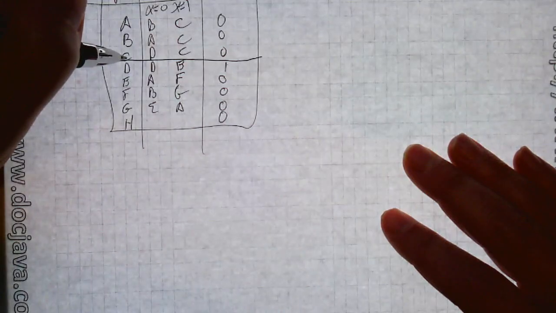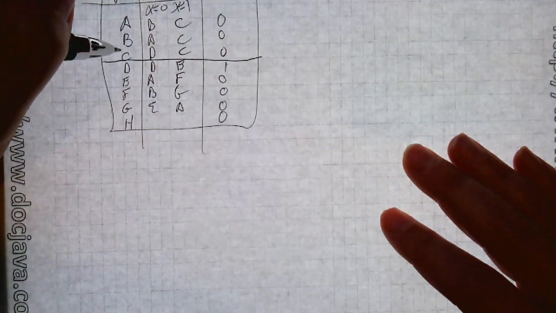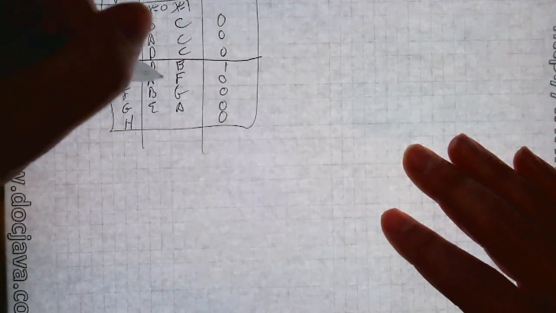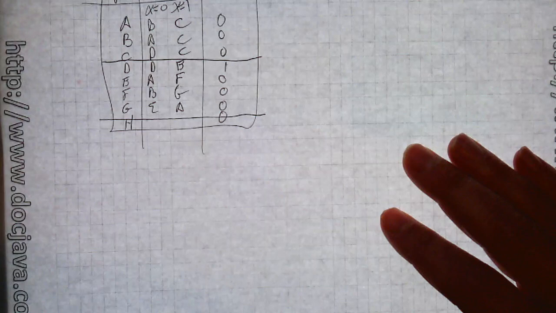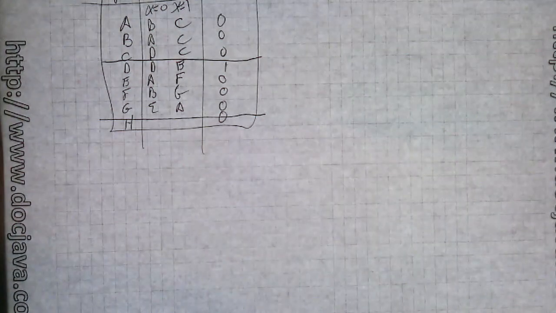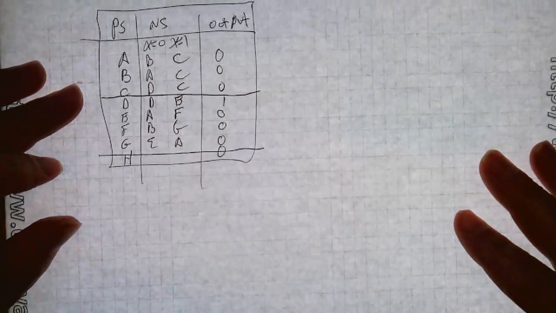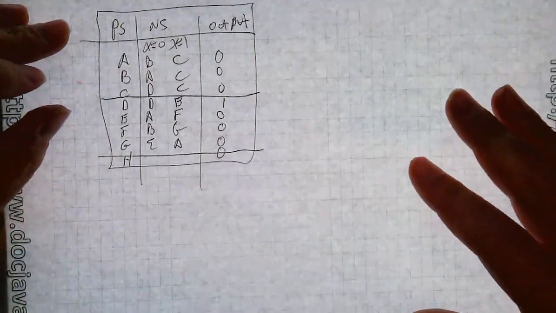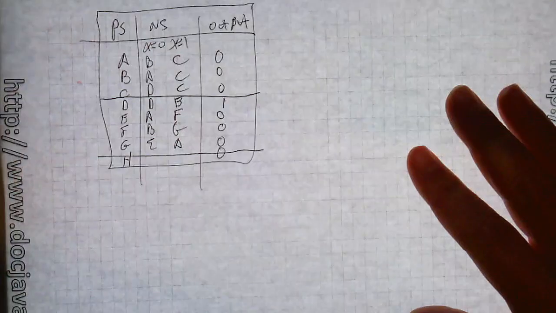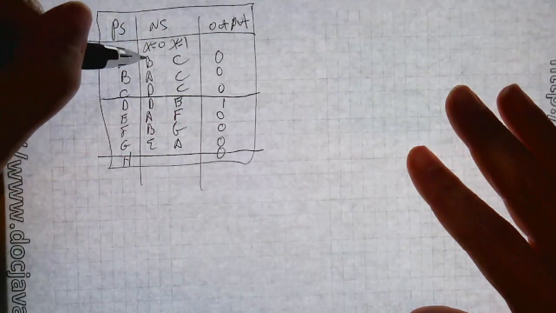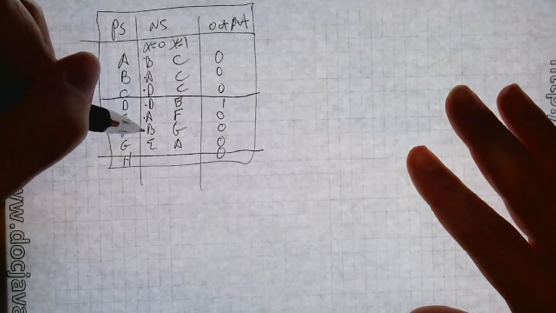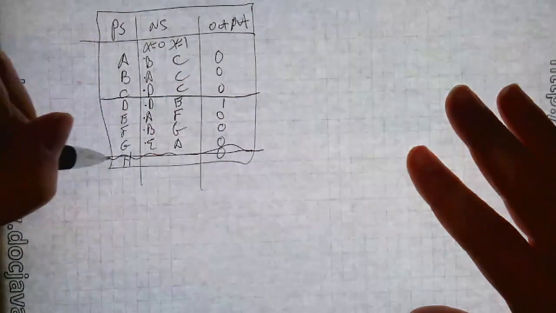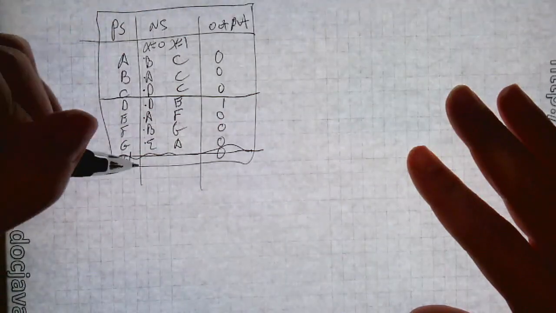H's next state is going to be... There is no H. It's a trick question. There's no H. Okay. That's good. A, B, C, D, E, F, G. No H. So now, let's see if we can do something with row minimization. No, we can't. So now let's do the implicant chart.